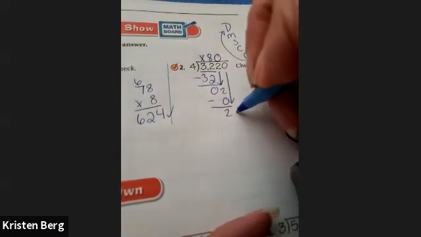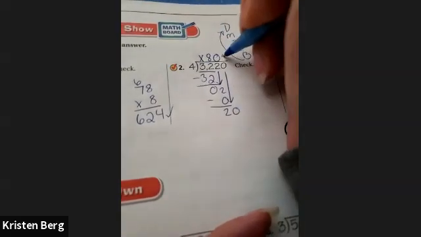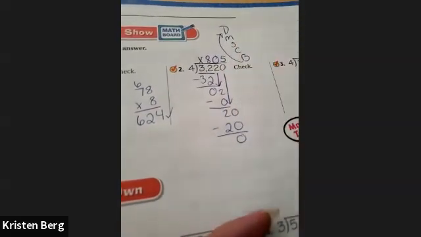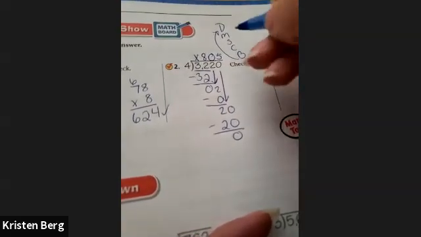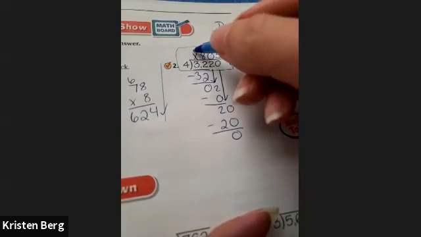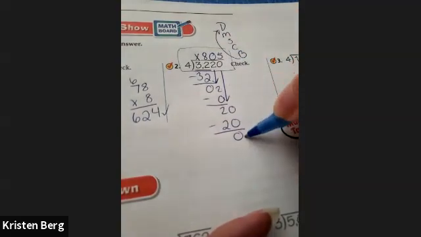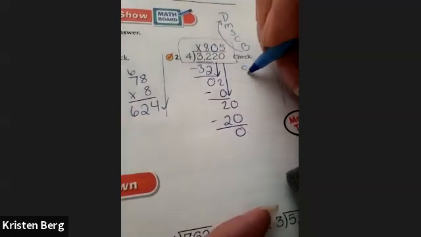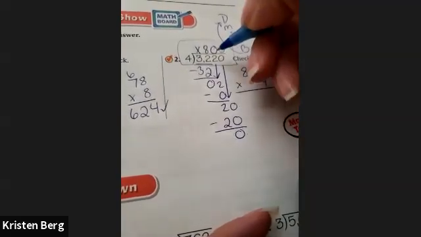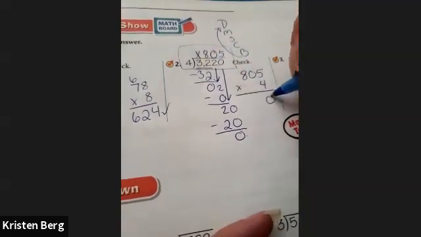Bring down our next number. Now, how many 4s can go into 20? That would be 5 times. 5 times 4 is 20 with no remainder. So therefore, in order to check this, remember, you would do 4 times 805 and then add any remainder, but there was no remainder, so we should just be doing 805 times 4, and it should give us our dividend of 3,220. So I'm going to check this real quick.